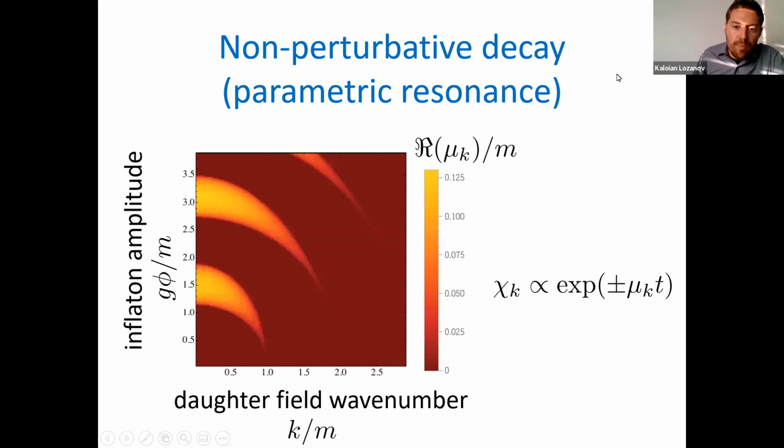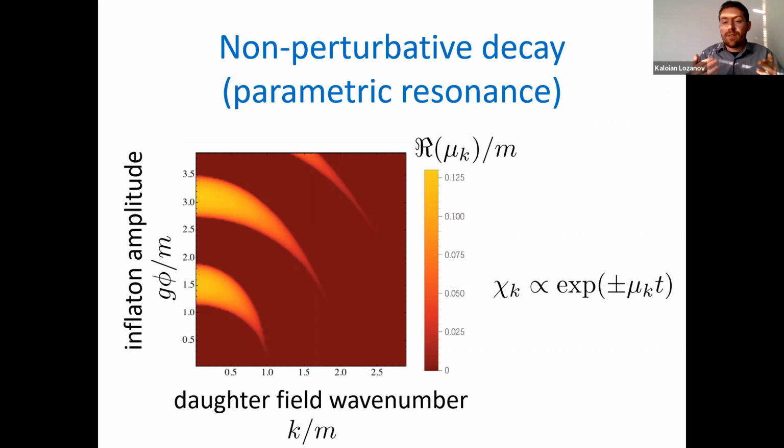Here is shown the real part of the Floquet exponent, characterizing the particle production rate, as a function of the amplitude of inflaton oscillations and the wave number of the daughter field. If a given Fourier mode of chi lies in any of these instability bands, it grows exponentially with time. Of course, such rapid exponential growth cannot proceed forever. Eventually, the daughter particles backreact on the inflaton condensate and fragment it. And the subsequent evolution of the combined inflaton-daughter field system is complicated and nonlinear.